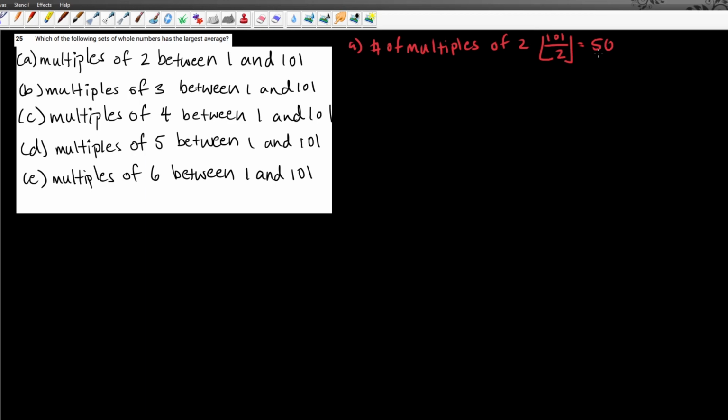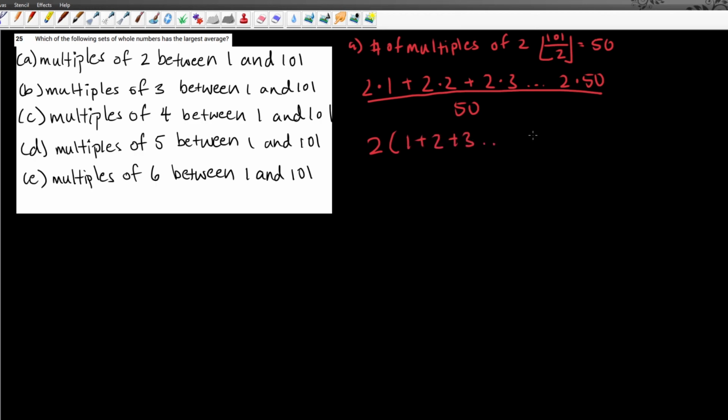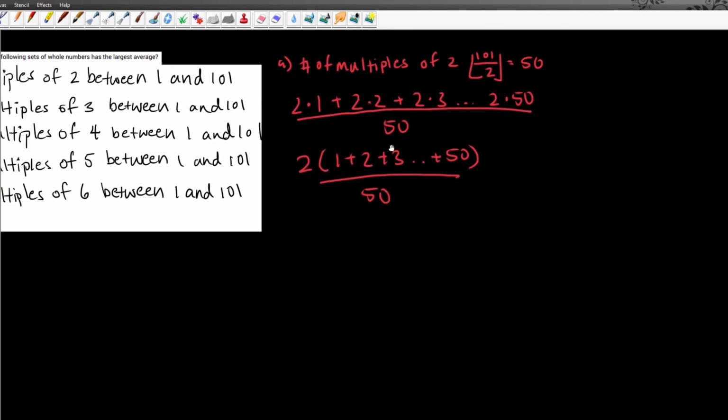So what we can do here is write this out as 2 times 1 plus 2 times 2 plus 2 times 3 all the way to 2 times 50. Oh wait, this is all over 50 because there's 50 terms. What we notice here is that we can factor out the 2. So it will be 2 times (1 plus 2 plus 3 all the way to plus 50) all over 50. So what you get left over here is a very nice arithmetic sequence.